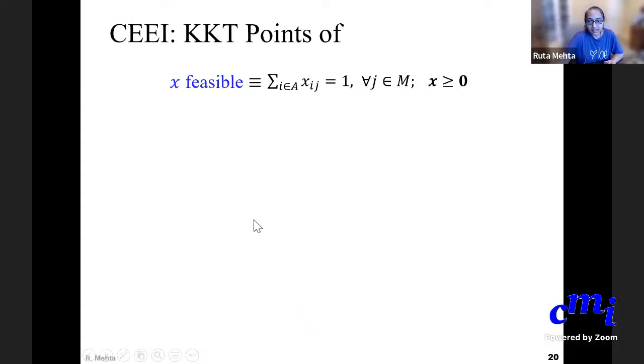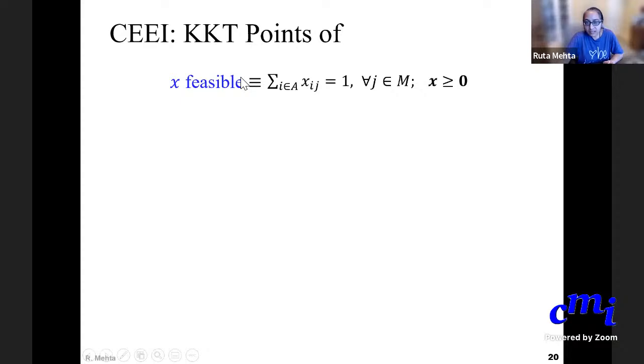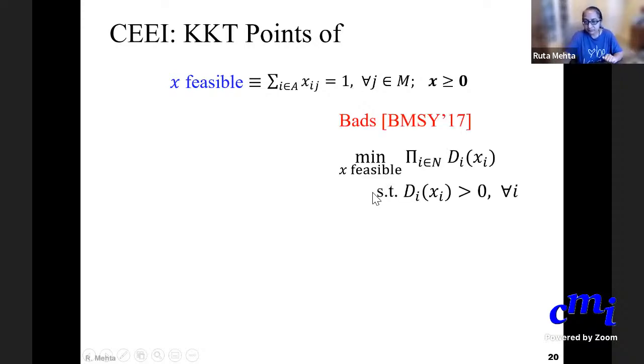Now, I assume that there's exactly 1 unit of supply available for every chore. I say that an allocation is feasible if every chore is allocated exactly one unit when I decide the allocation for each of the agents. So for every chore j, you sum up how much every agent gets over all the agents. That is basically how much I allocated of this chore. It should be exactly equal to the supply, 1 unit. Then I say that this allocation is feasible. Basically, supply equals demand type of allocation.